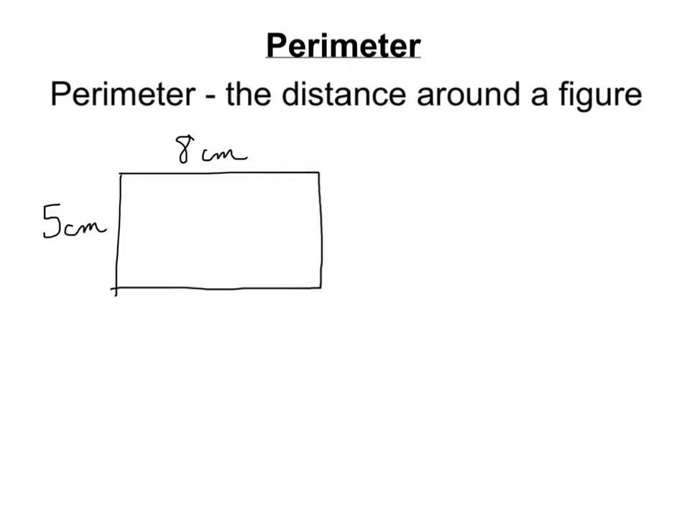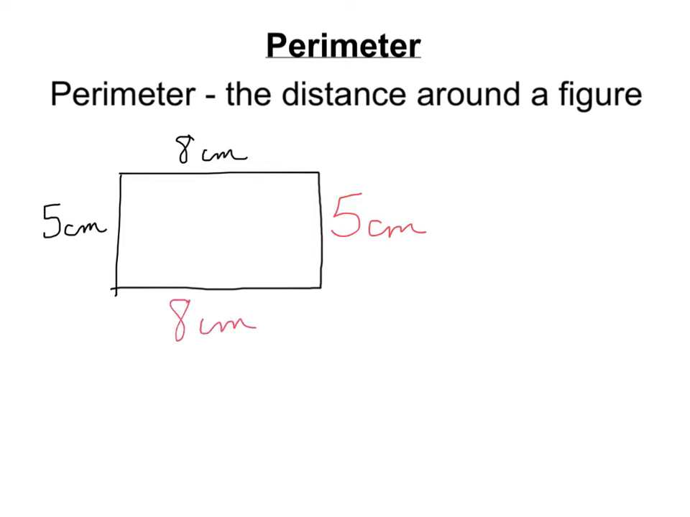Now we're going to talk about some special figures. First, let's talk about a rectangle. Remember, on a rectangle, this side is the same length as this side, and this side is the same length as the one it's across from. So, the right side of the figure must be 5 centimeters, just like the left, and the bottom must be 8 centimeters, just like the top.